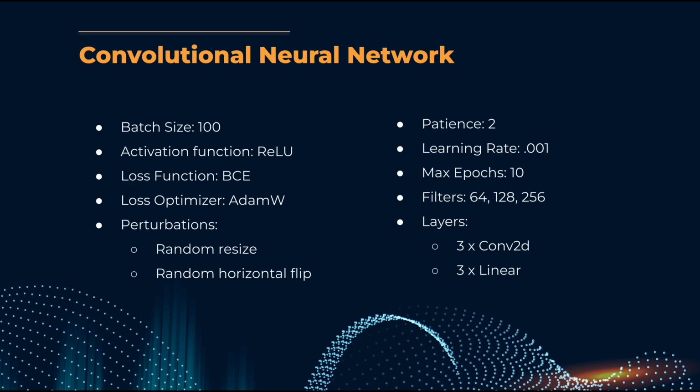So, going over all of our settings and hyperparameters, just like in the feed-forward, we use batches of 100 for training and validation. We used ReLU for activation, binary cross-entropy with logits for the loss function, and the AdamW optimizer, which is essentially Adam but with better weight decay.